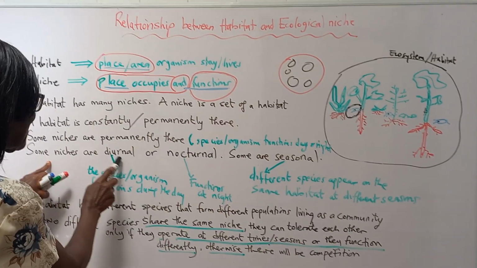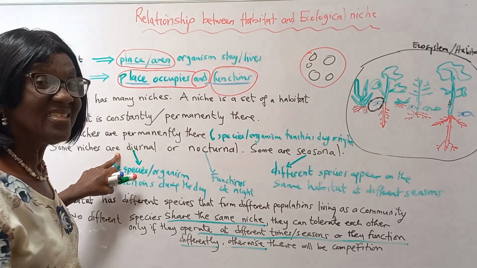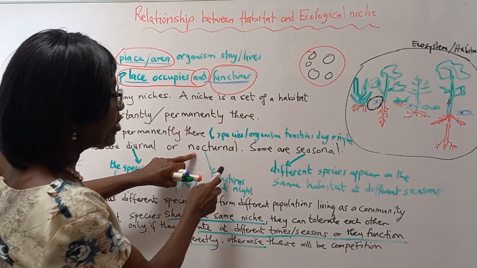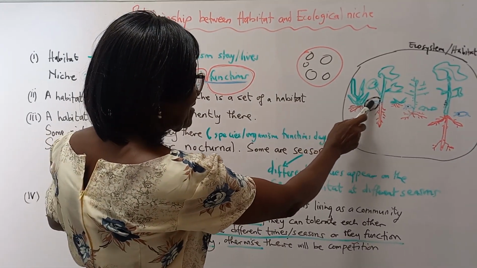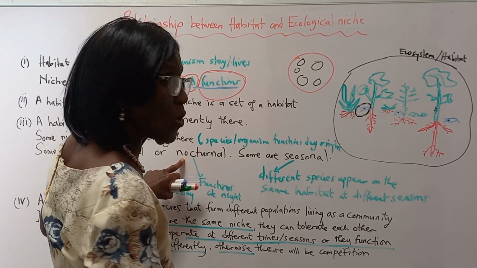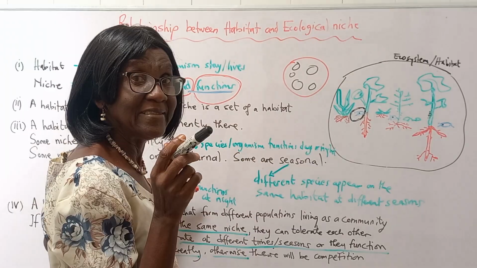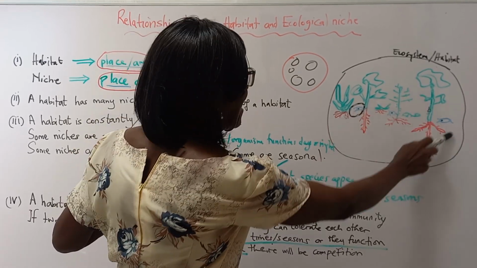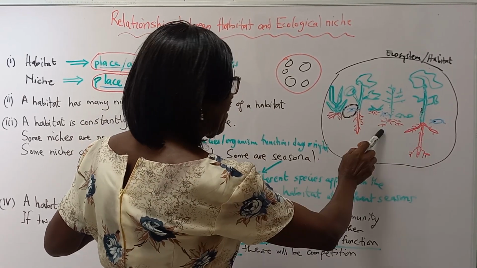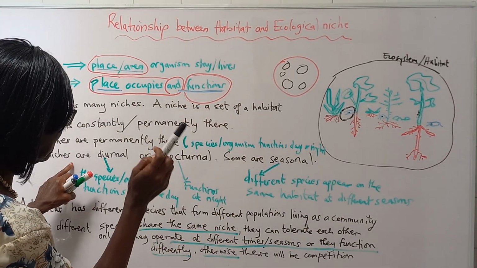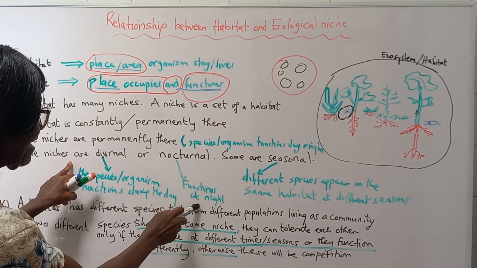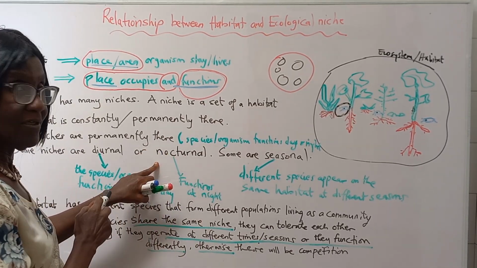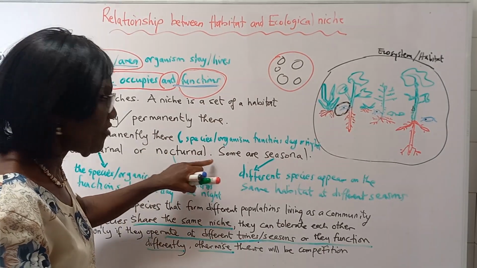So some niches are diurnal, like lizards. And some niches are nocturnal. You can have an organism like this, snail or snake. During the day, it's resting somewhere. During the night, it's actively functioning all over the place. And so that niche functions at night, and it's nocturnal. You can have snakes, snails, and a lot of organisms.